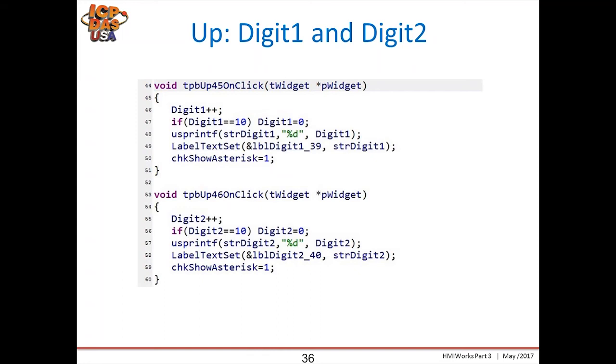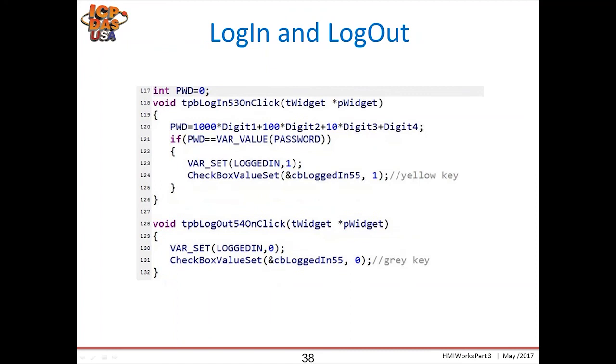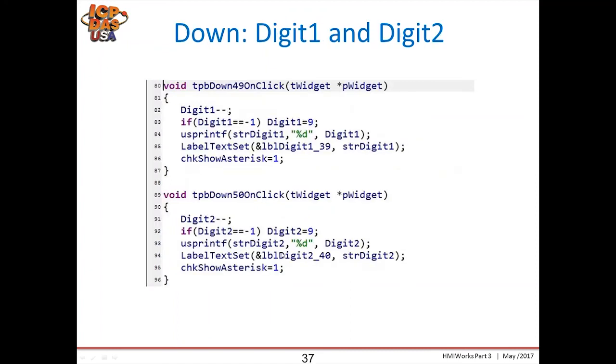For the up button, we simply increment the variable of the digit. When it reaches 10, we roll back to 0. Then we'll print the values to a string and show it on screen, and set ShowAsterisk equal to 1. For the down button, it's really similar to the up button. We just subtract 1 from the digit and roll back to 9.